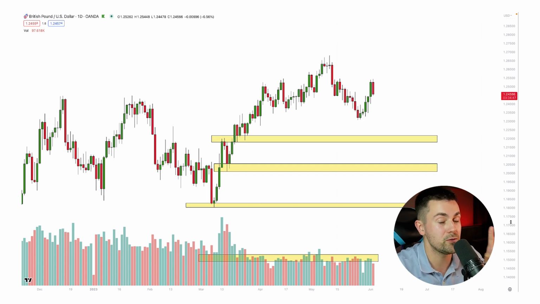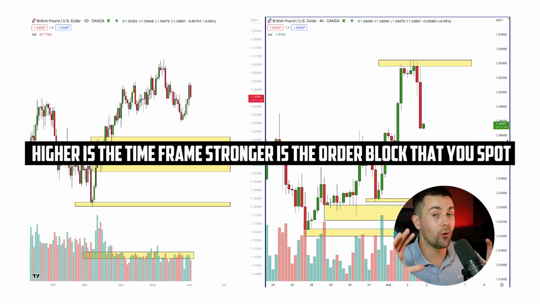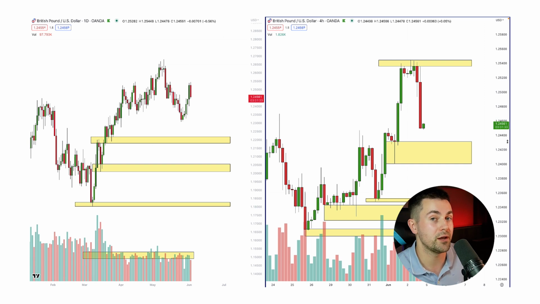Now let me share with you some tips. First of all, you are probably wondering what is the best time frame to identify the order block. And the answer is that you can spot the order block on any time frame. You can spot that on 15 minutes chart, you can spot that on a weekly, on a daily, but the rule is that higher is the time frame, stronger is the order block that you spot. So the order block that is spotted on a daily time frame will be stronger than the order block spotted on a 4-hour time frame.